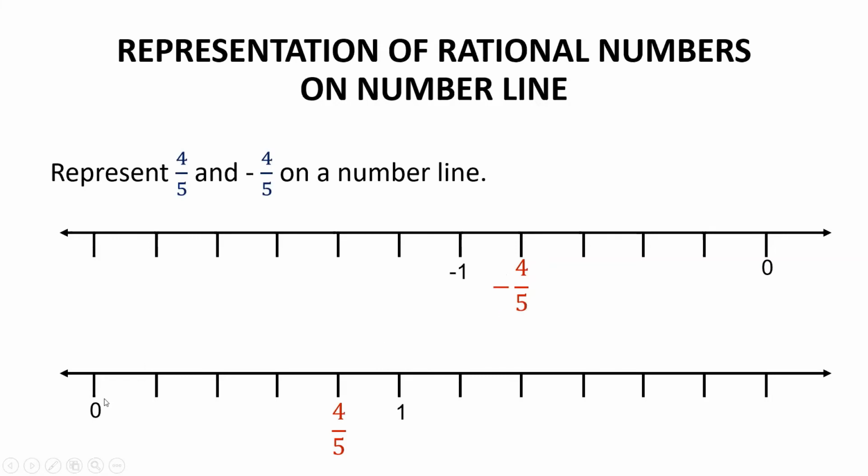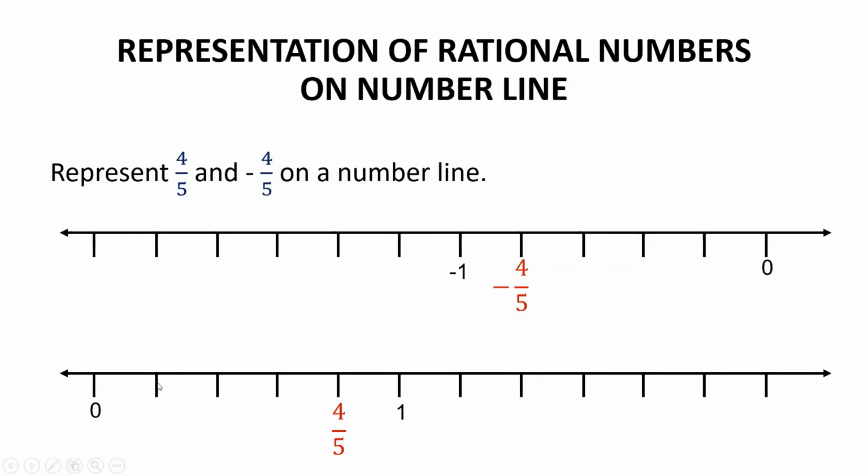The second number line is representing 4 upon 5, which is a positive proper fraction. So because it is proper, it will be between 0 and 1. Again, I am saying, it is positive, so it will be on the right hand side of 0. So we'll be putting 0 on the left hand side so that we'll have enough space on the right hand side. Now again, because there is denominator 5 over here, we need to make 5 equal parts between 0 and 1. And in order to make 5 equal parts, we need to put 4 marks between 0 and 1.